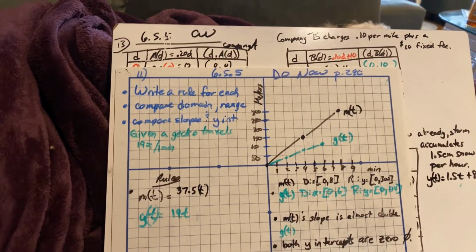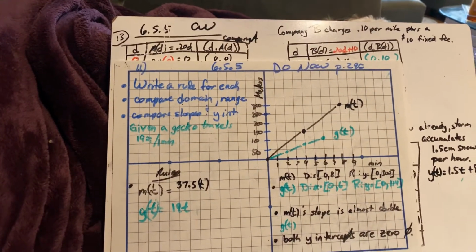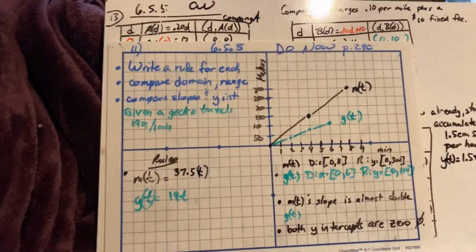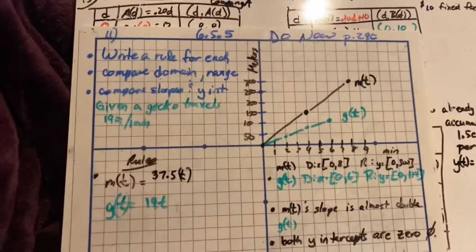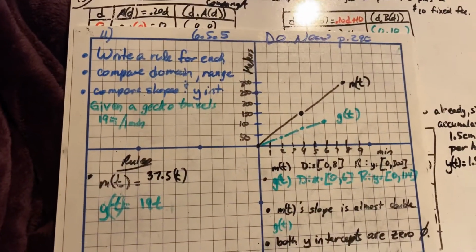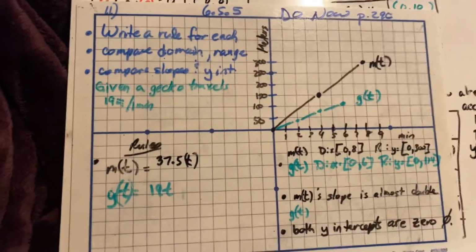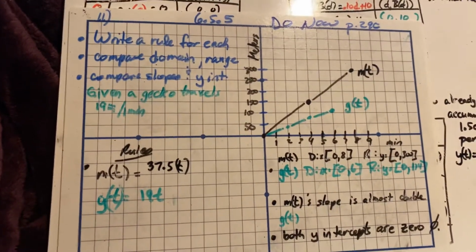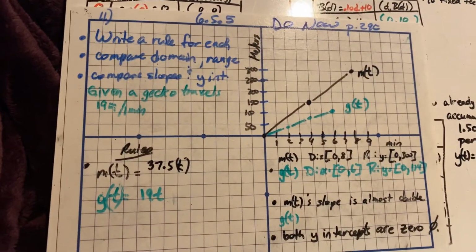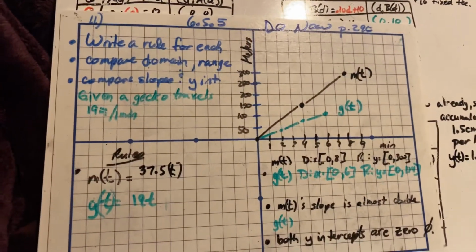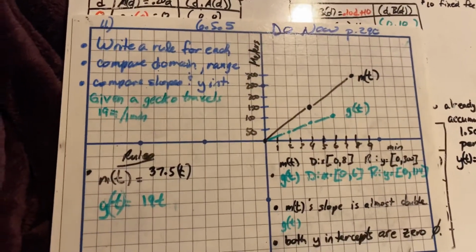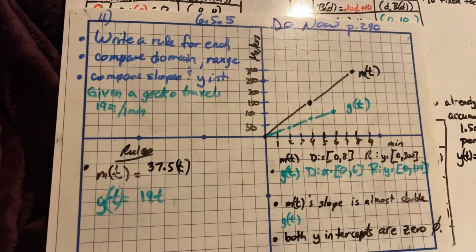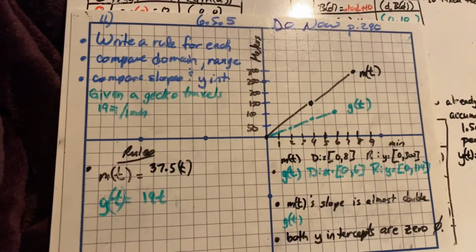Good morning, everyone. This is the Do Now for 6.5.5, and this is number 11. You're given a scenario where you have two different creatures and you want to compare their speed. You're given a graph of the speed of a mouse, and a word description for the speed of a gecko. Your directions are to write a rule for each, and compare the domain, the range, the slope, and the y-intercepts for both of these creatures.